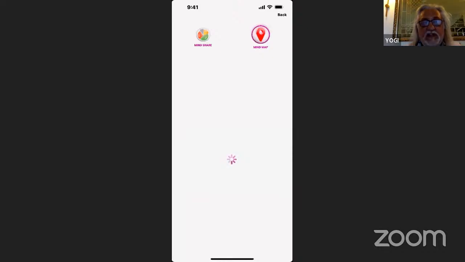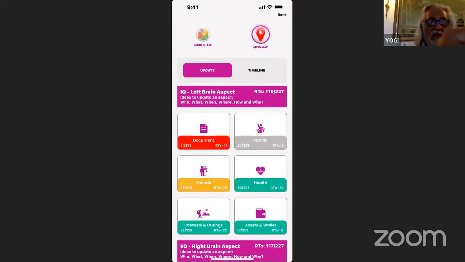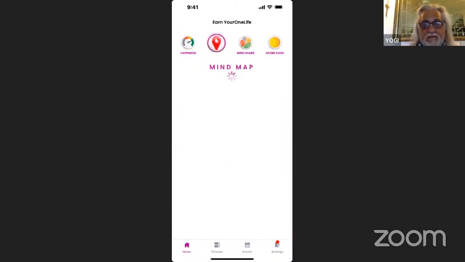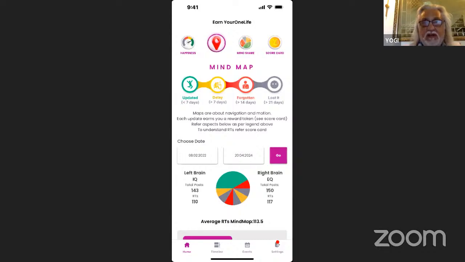Interestingly, the features against which you get your coins, both for mind map and mind share, are different. So what are the features? Let's go and understand them. Mind map is when you update an aspect at least once a week. Now there are 12 aspects. So even if you update two out of those 12 aspects once a day, you get to manage all the 12 aspects across the entire week, which is 6 days, right? As long as you're updating that aspect once a week, that aspect is green. If you haven't updated that aspect for a week or two or three, that aspect turns yellow or red or gray. That's your mind map.